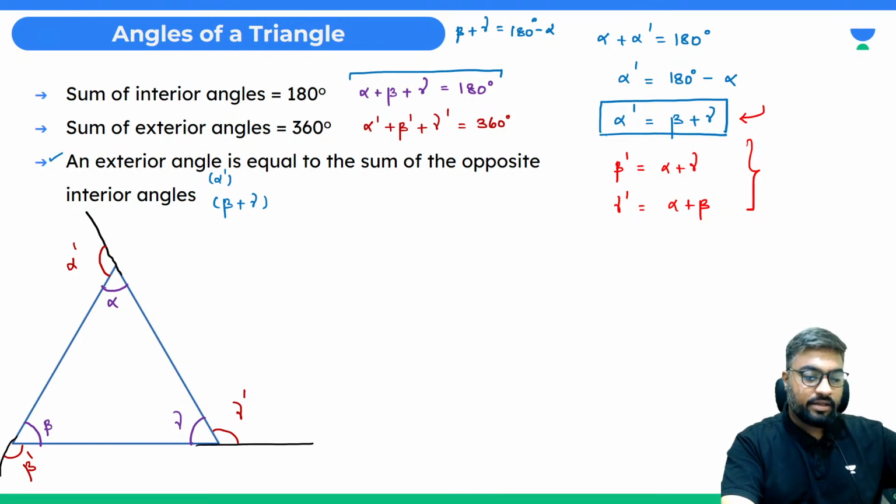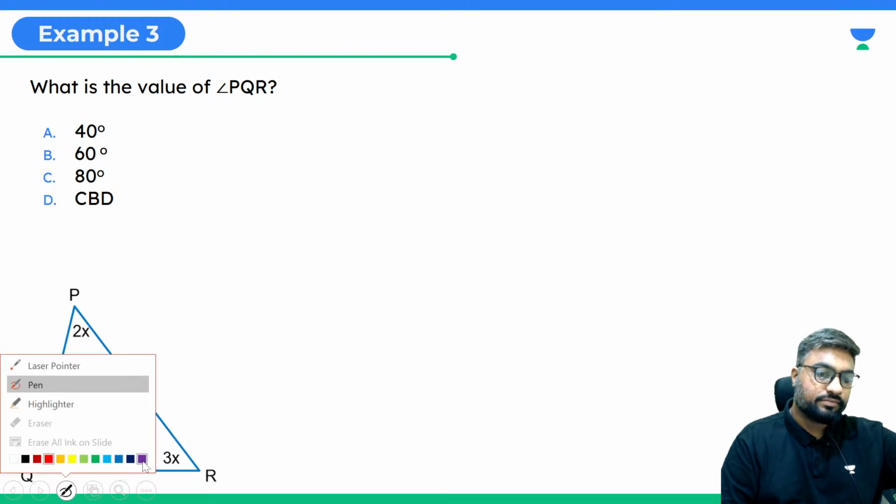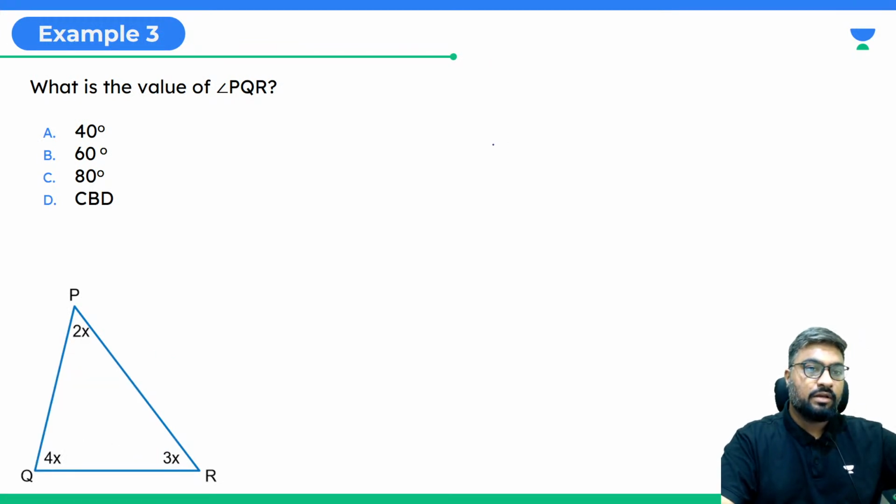ठीक है, चलिए let's try out an example question now. They're asking what is the value of the angle PQR, which is this angle PQR. इसका क्या value है पूछ रहा है. Quickly try this.